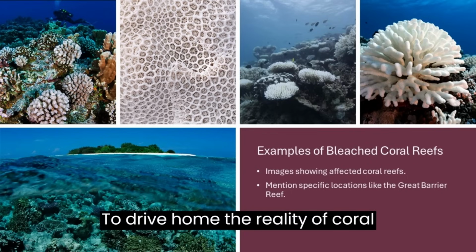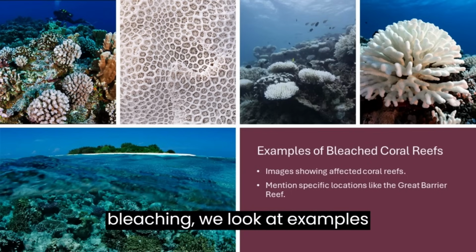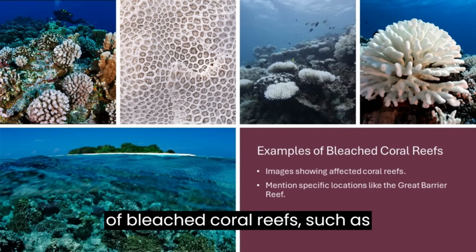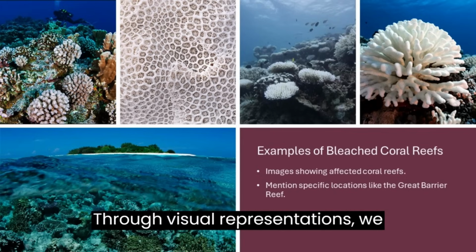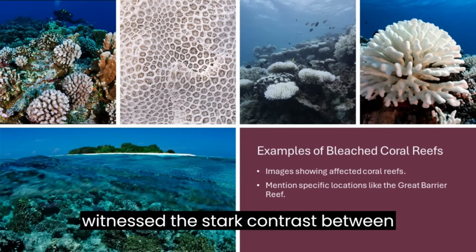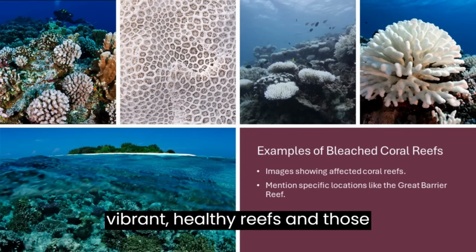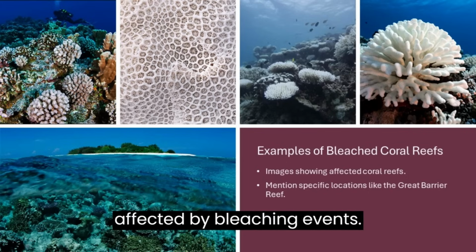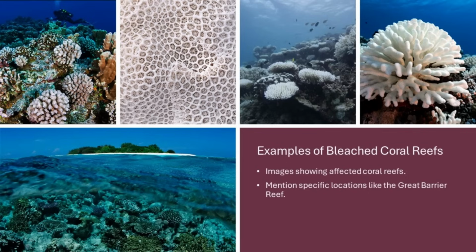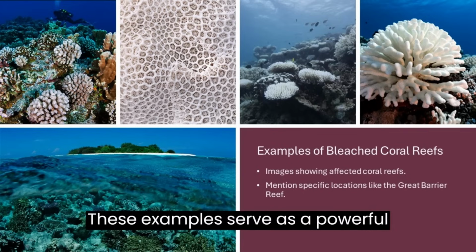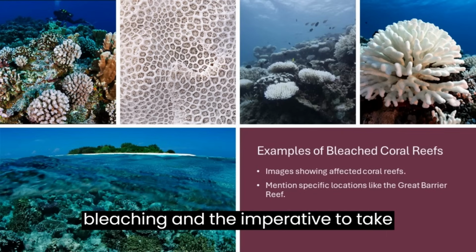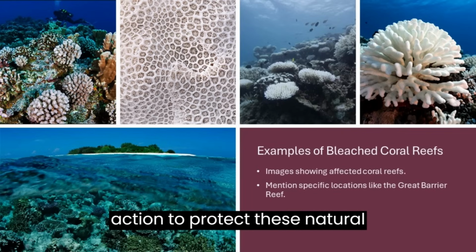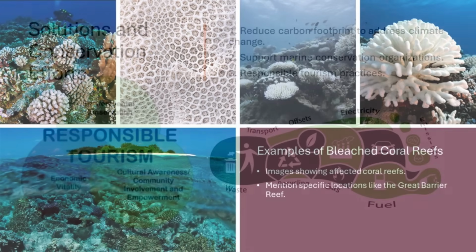Examples of bleached coral reefs. To drive home the reality of coral bleaching, we look at examples of bleached coral reefs, such as the iconic Great Barrier Reef. Through visual representations, we witness the stark contrast between vibrant, healthy reefs and those affected by bleaching events. These examples serve as a powerful reminder of the global scope of coral bleaching and the imperative to take action to protect these natural wonders.